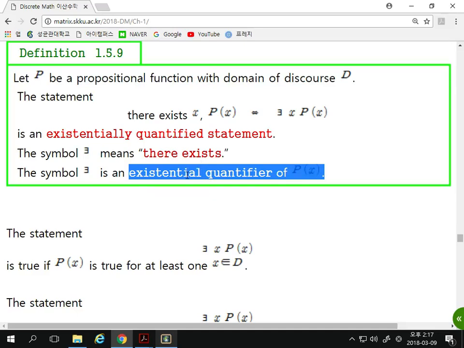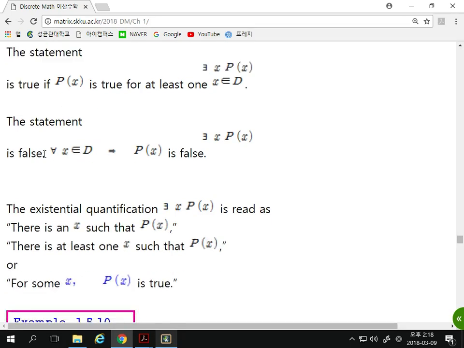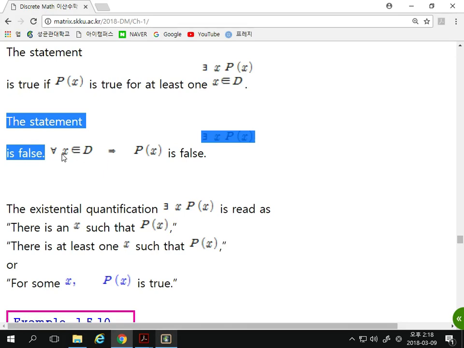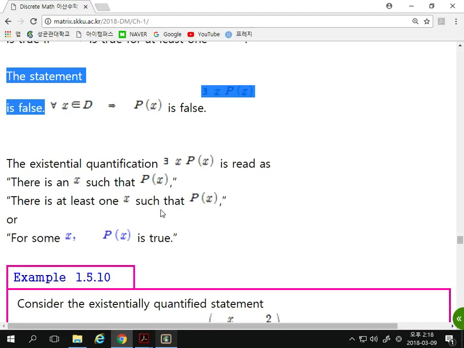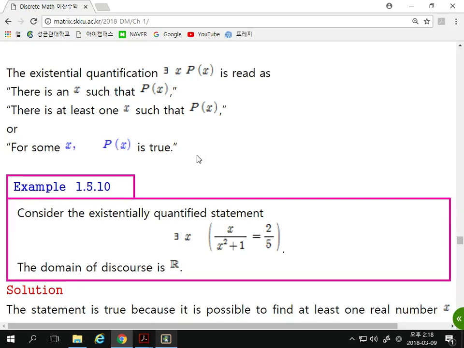Existential quantifier. The statement is true if P(x) is true for at least one x in D. If there exists one x in the domain that satisfies P(x), then this statement is true. This statement is false if, for every x in D, P(x) is false. So this is the existential quantifier. We read this as: there exists x such that P(x); there is at least one x such that P(x); or for some x, P(x) is true. These are all the same.